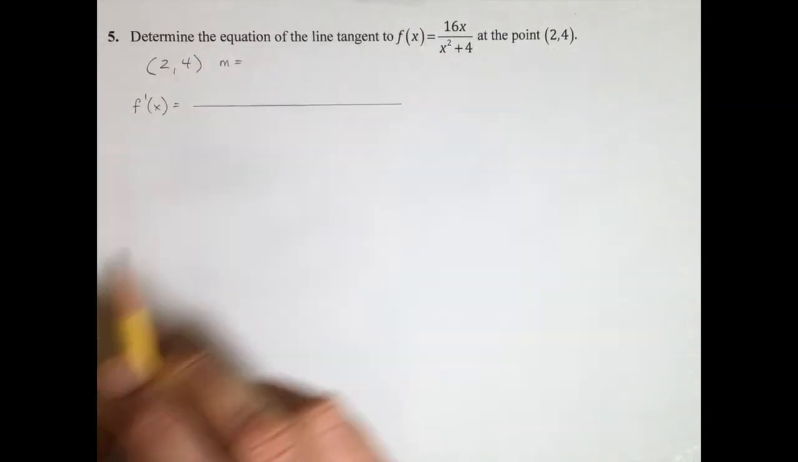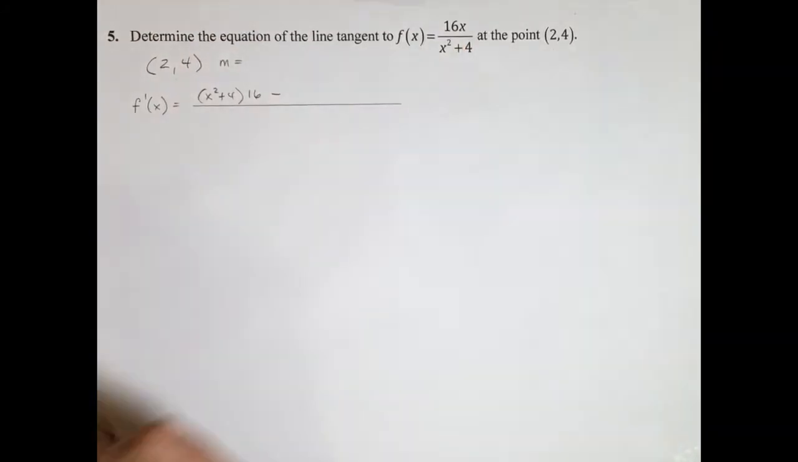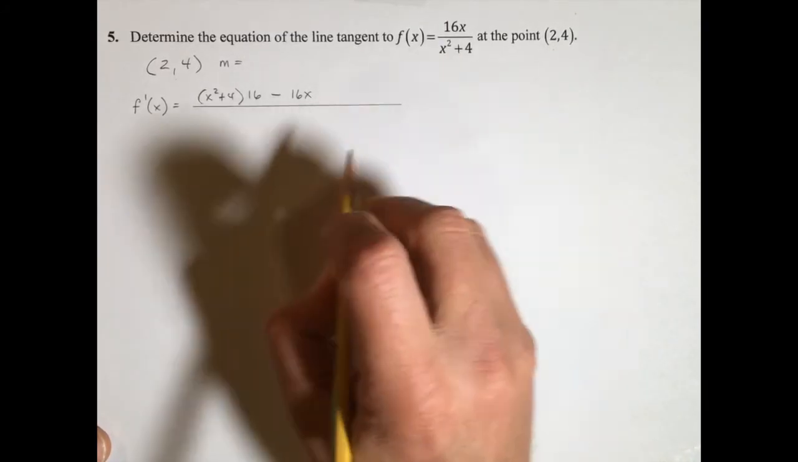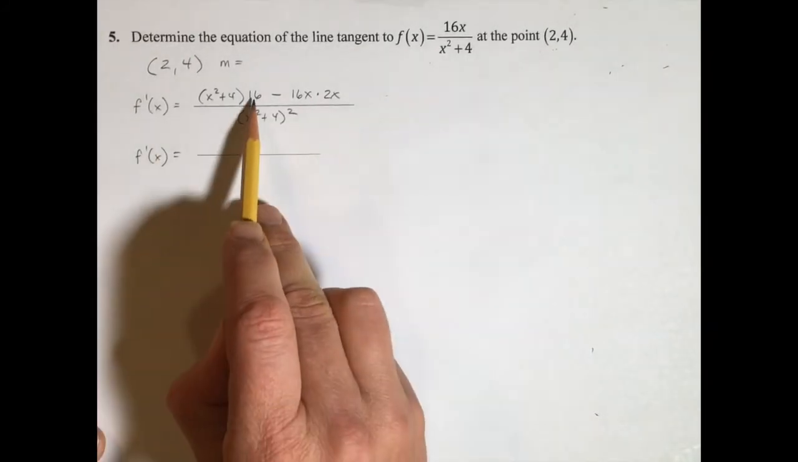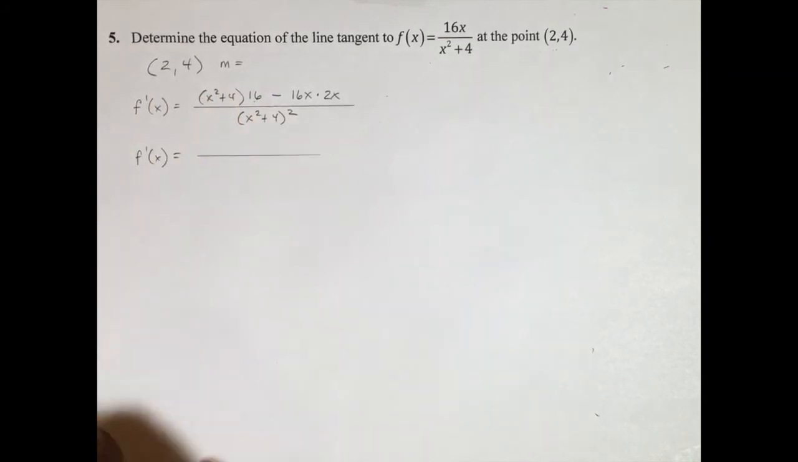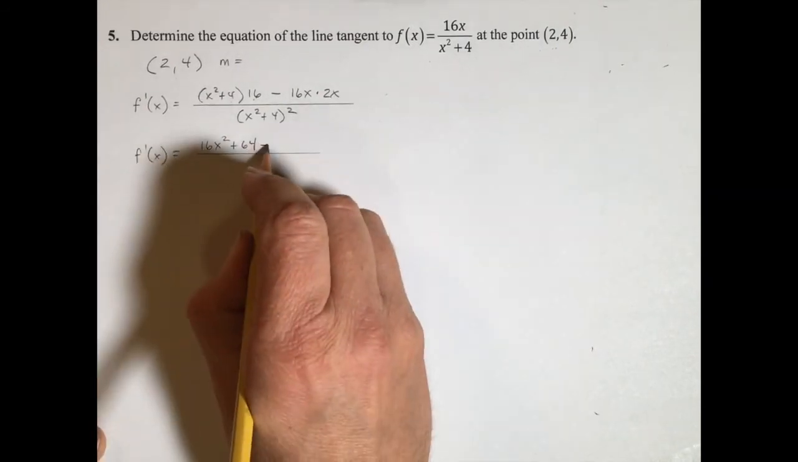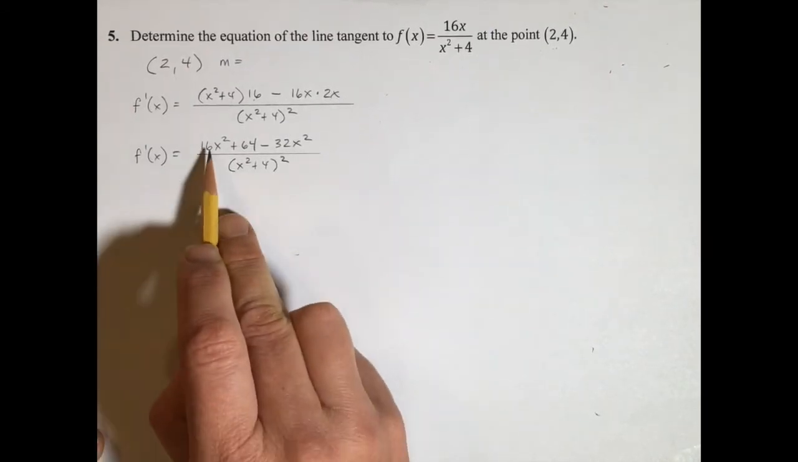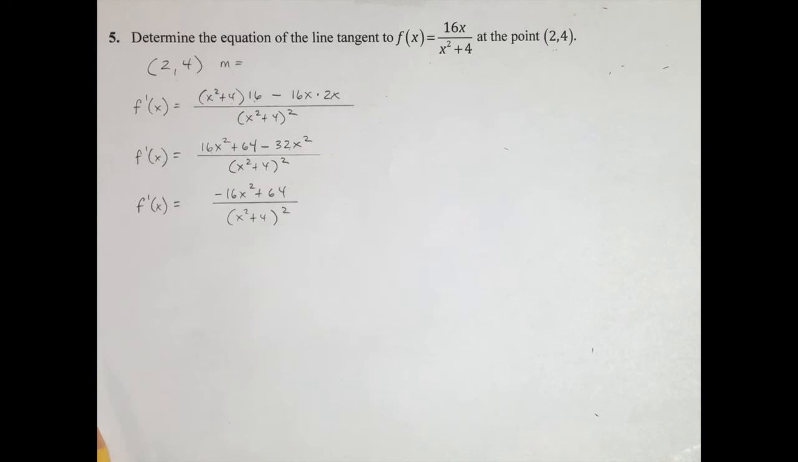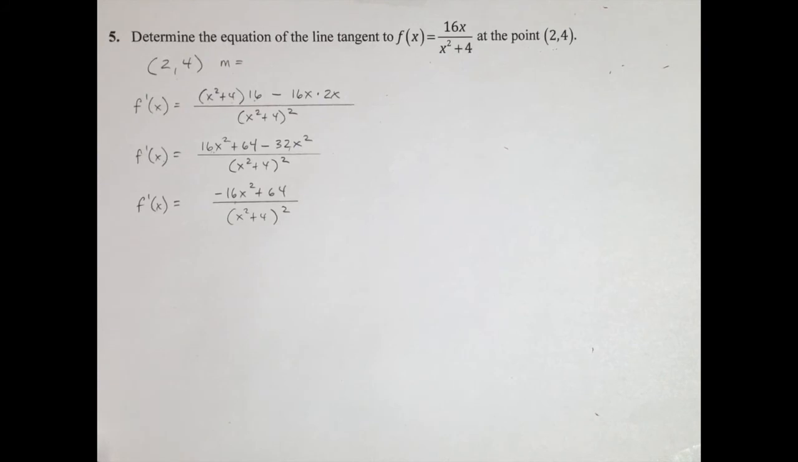I'll put the bottom times the derivative of the top, and then minus the top times the derivative of the bottom, which is 2x. And I'll put that all over the bottom squared. Let's neaten this up a bit. I'll distribute the 16. 16 times x squared is 16x squared, and 16 times 4 is 64. And then minus 16x times 2x is 32x squared. I see I have some like terms I can combine in the numerator. This positive 16x squared and negative 32x squared combine to make negative 16x squared.